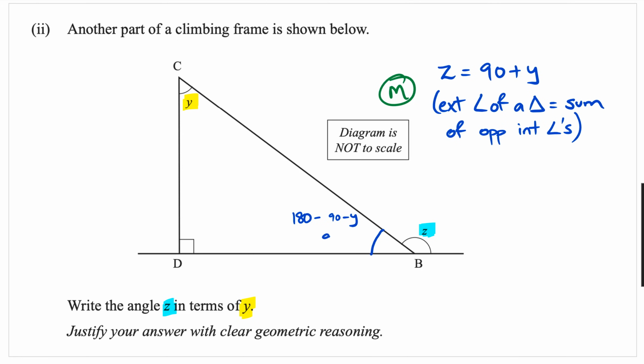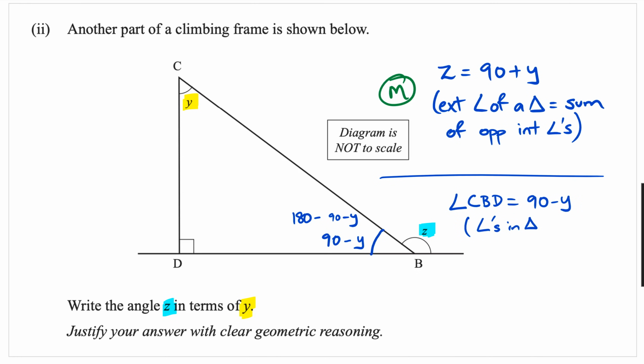So then this blue angle here could be written as 90 minus y. So this is like the second way of doing it, right? So I can actually write down angle CBD equals 90 minus y, and that's because angles in a triangle add to 180 degrees. So that's my first reasoning.